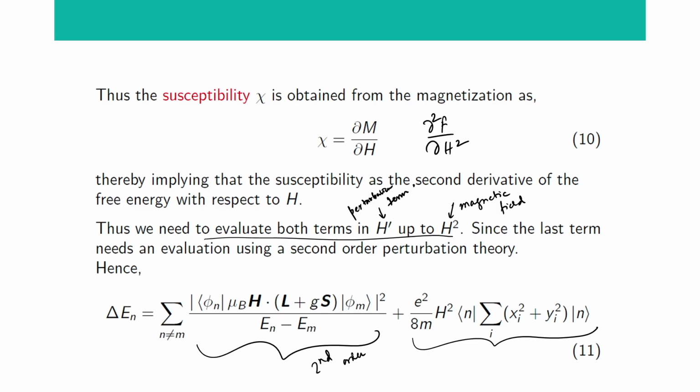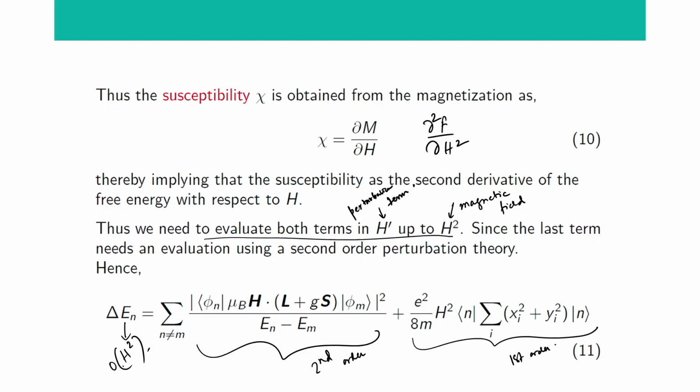because we are interested in getting H square, and this is first order, and this is okay because we want delta E n up to second order in H square. So, we treated the first term up to second order and the second term up to first order, so that our correction up to order H square is obtained. And why do we want H square is just what we have written here in equation 10. We need the free energy, or the energy, to take a double derivative with respect to magnetic field, so that we need these corrections to be of the order of H square.